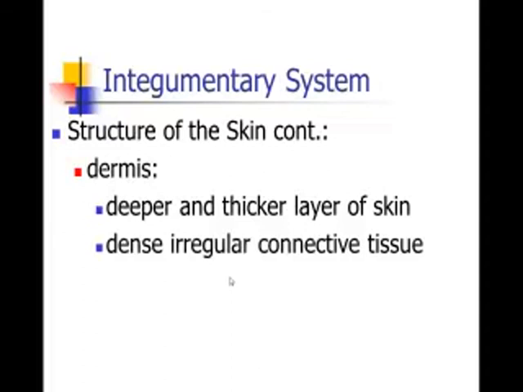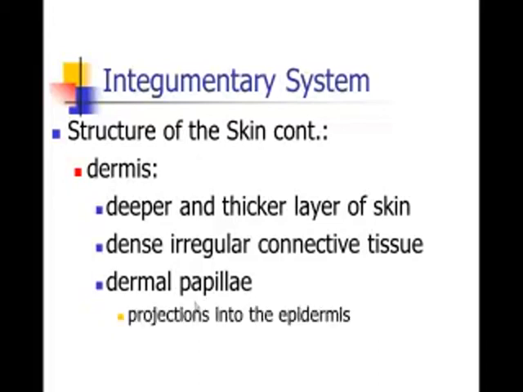It's made up of irregular connective tissue, and there are dermal papillae. So if you remember back when we looked at that picture of the skin, I showed you there were these little irregular projections from the dermis up into the epidermis, and those are the papillae. They sort of look like little pimples, I guess, in a way. So they project into the dermis, and they do a couple of things for us.